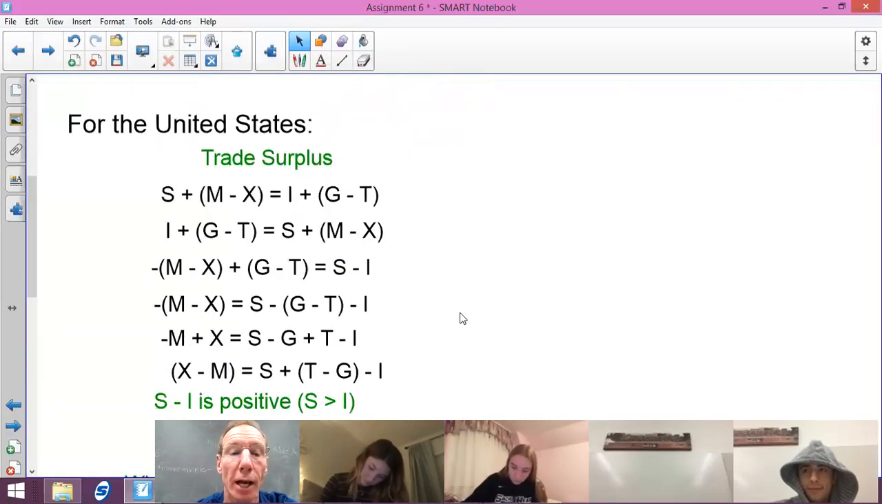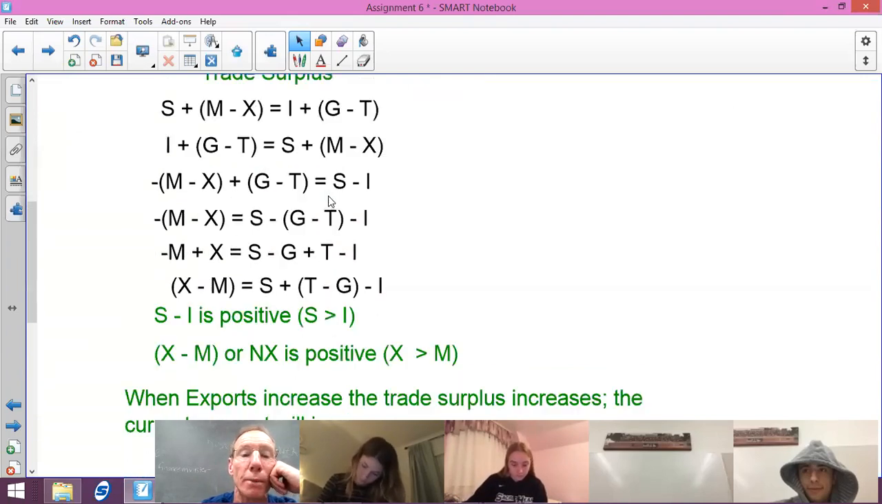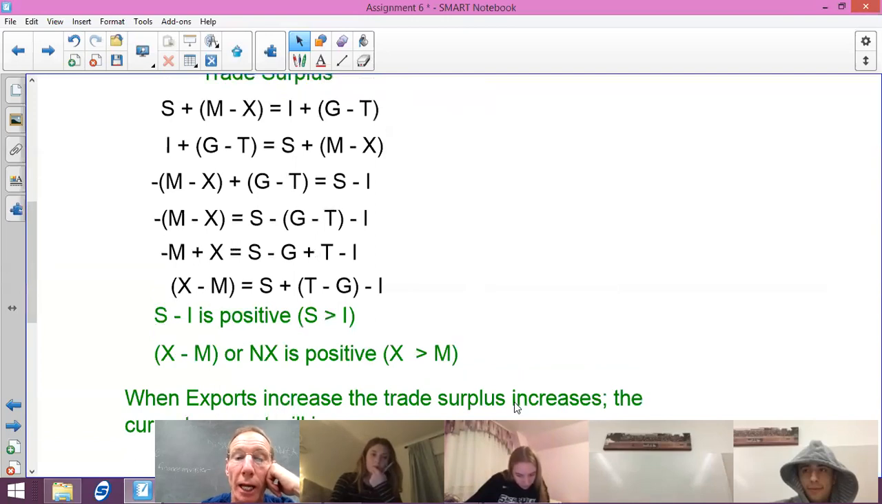Okay, and I did all this out here. So we'll be in a trade surplus because if our exports go up more than our imports, and here the X stands for exports and the M stands for imports. So if we're in a trade surplus, it means that exports are greater than imports. So when exports increase, the trade surplus increases, so the current account will increase. Okay, and you don't have to worry about all this.